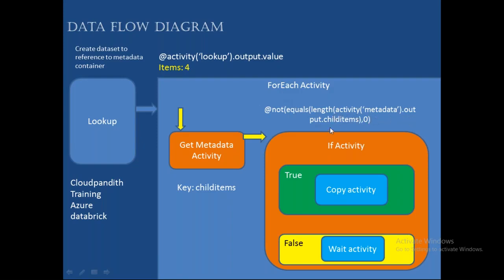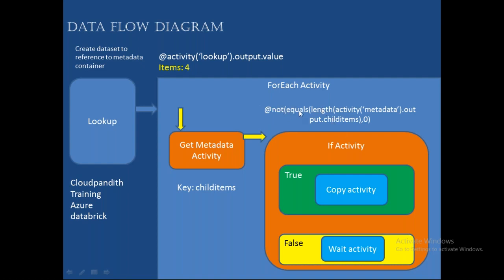Activity of metadata output dot child items length is 0. Okay, is the length of this child items 0 or not? If it is not 0, then it will return false. So false, and outside I'm using not, meaning false I'm converting into true. Not means it's a negation, right? So that particular operator will convert your true to false and false to true.